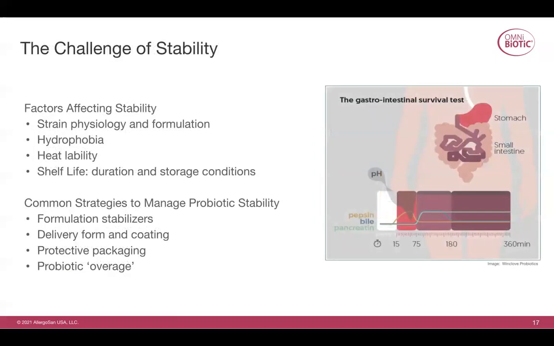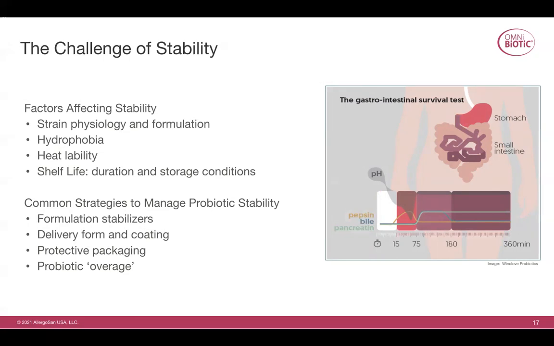So taking a moment to look at the challenge of stability, as with any supplement, we have to know under what conditions the quality is stable and what can negatively impact the quality of the product. Probiotics are alive, that's by definition, and therefore they may be impacted by a larger number of variables than other supplements. So things like heat or cold, gastric secretions, exposure to air, and other things that are in the product.